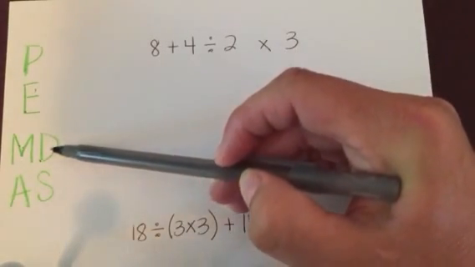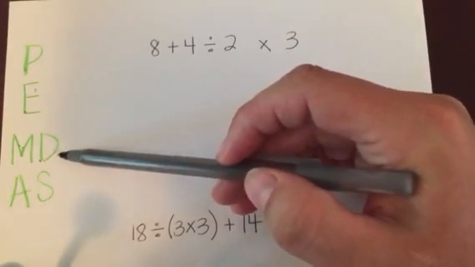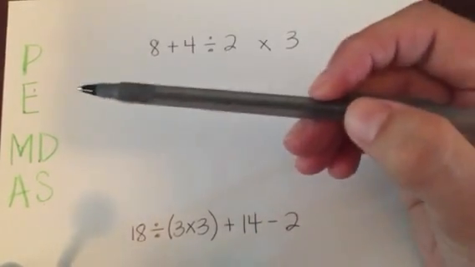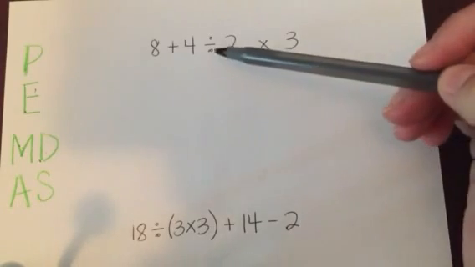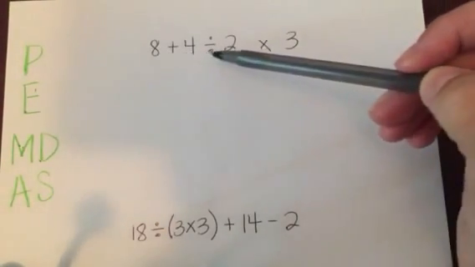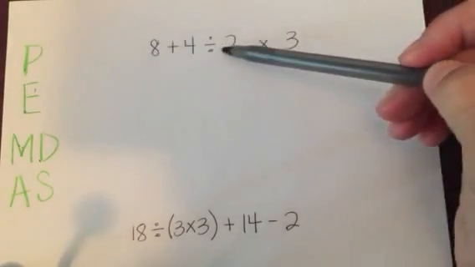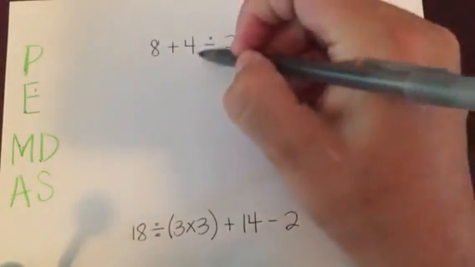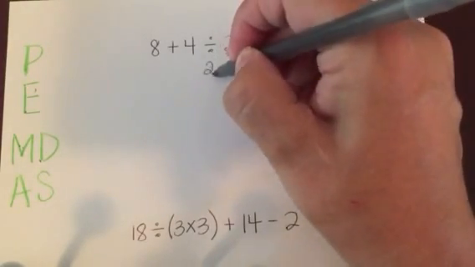Now, this step can be kind of tricky because you're going to multiply or divide in whatever order that comes first. So if you're moving across your expression and you see a division first, you're going to divide first. If a multiplication sign comes first, that's what you do first. So in this case, we can see that our division sign comes first. So we're going to do 4 divided by 2 first, which is 2.